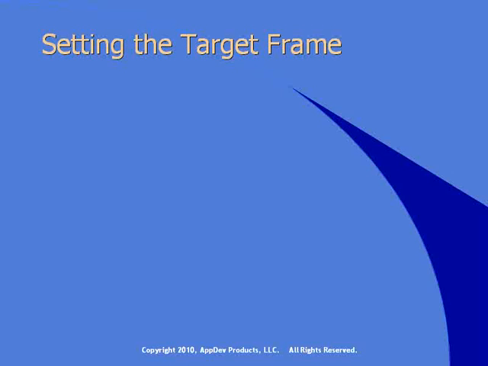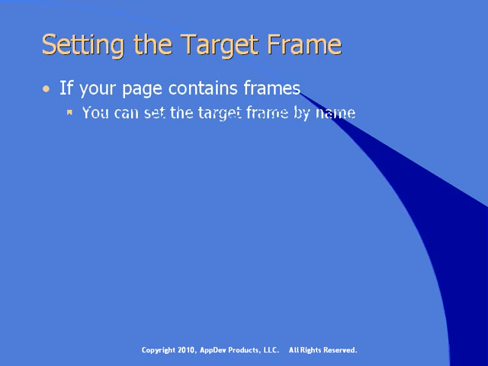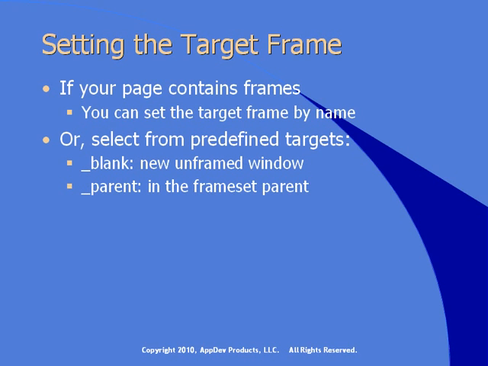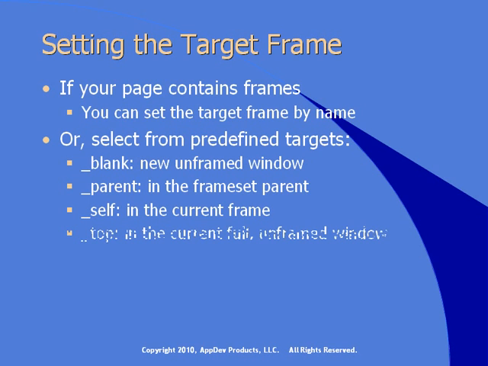You can set the target frame, that is where you want the result of clicking the link to take you. If your page contains frames, you can set the target frame by name. Or you can select from predefined targets like _blank takes you to a new window, _parent goes to the frame set parent, _self is in the current frame, _top is in the current full unframed window. So you can select the target property for this AdRotator control so it knows where to display the new page.